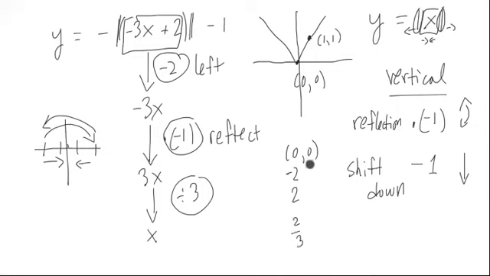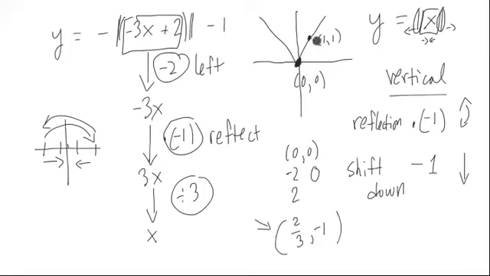In the y, let's start at 0. We multiply by negative 1, it's still 0. Then we shift down 1, or subtract 1, so it becomes negative 1. So the pinnacle peak of the graph, this feature, is going to occur at the point 2/3, negative 1.